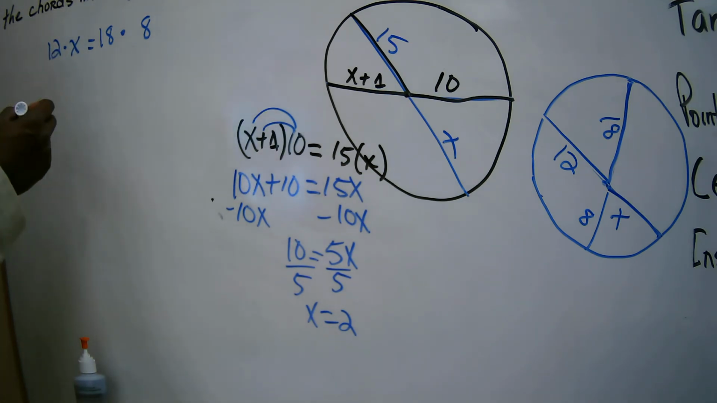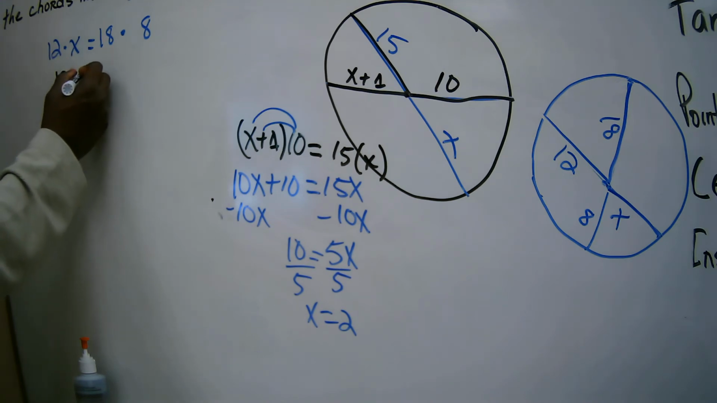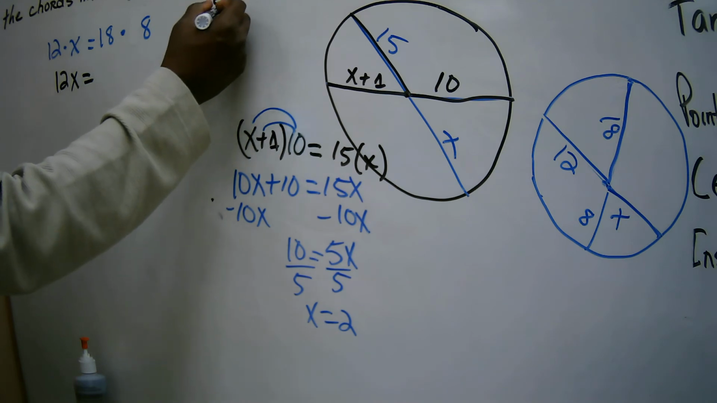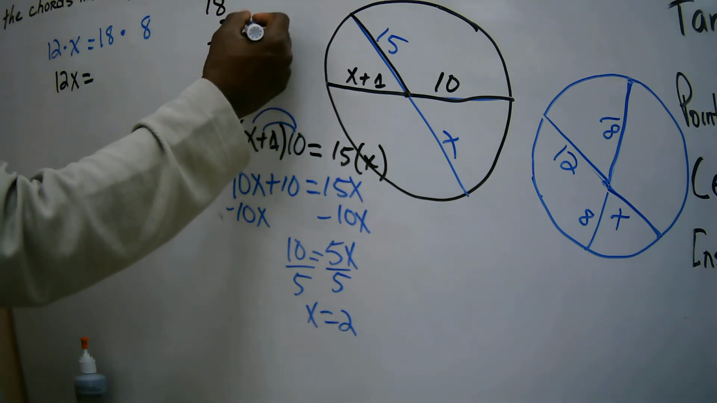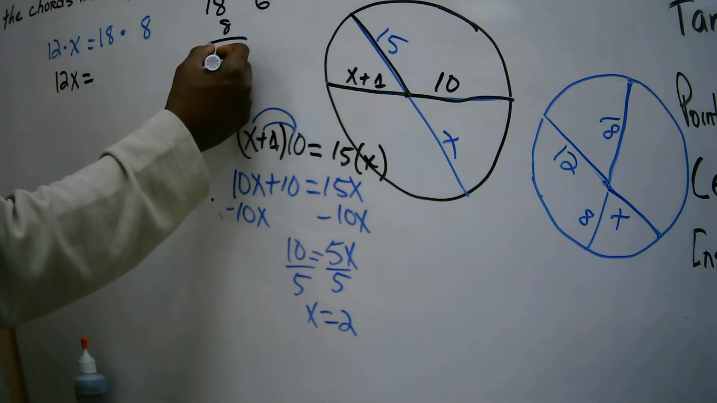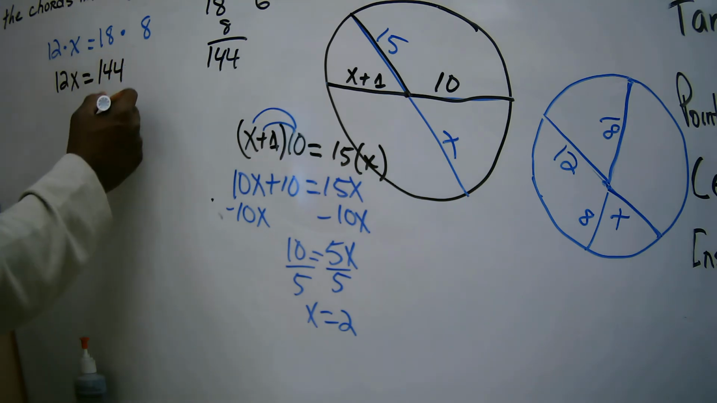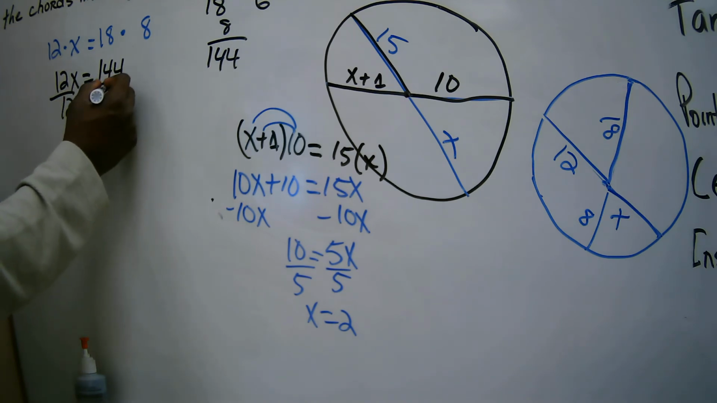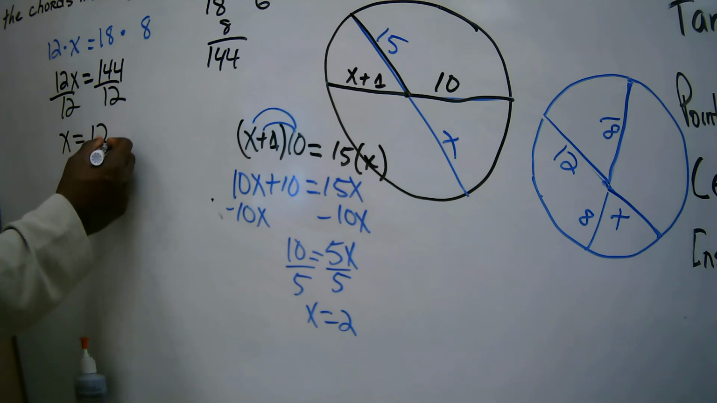You will end up with 12x is equal to 18 times 8. 18 times 8, you do long multiplication, that will give you 64. Carry 6. 8 plus 6 is 14. You will end up with 144. 12x is equal to 144. Then you divide by 12. In this case, you will end up with x is equal to 12.